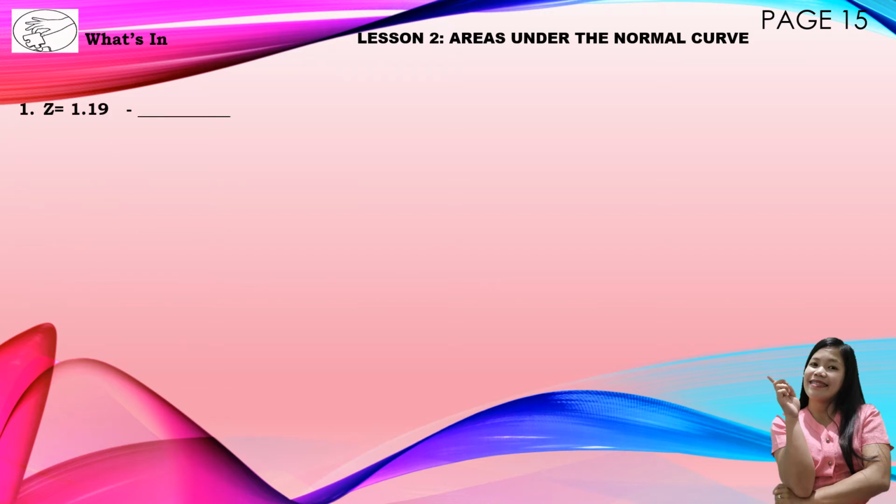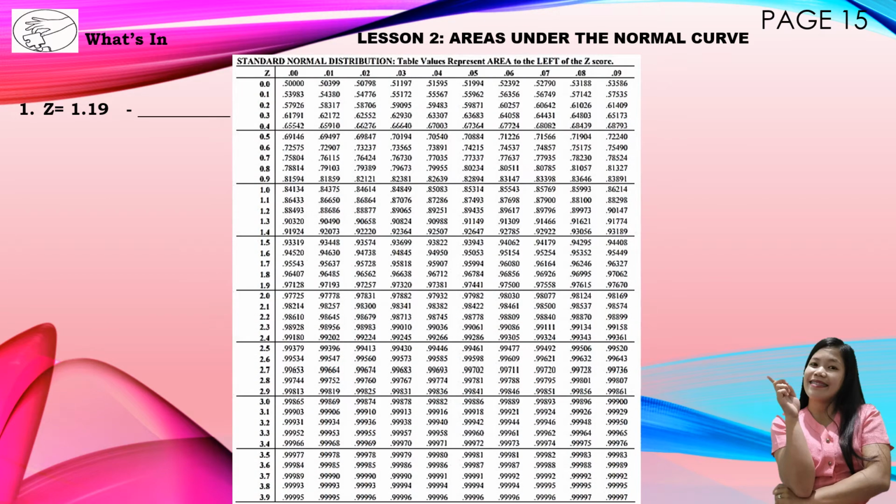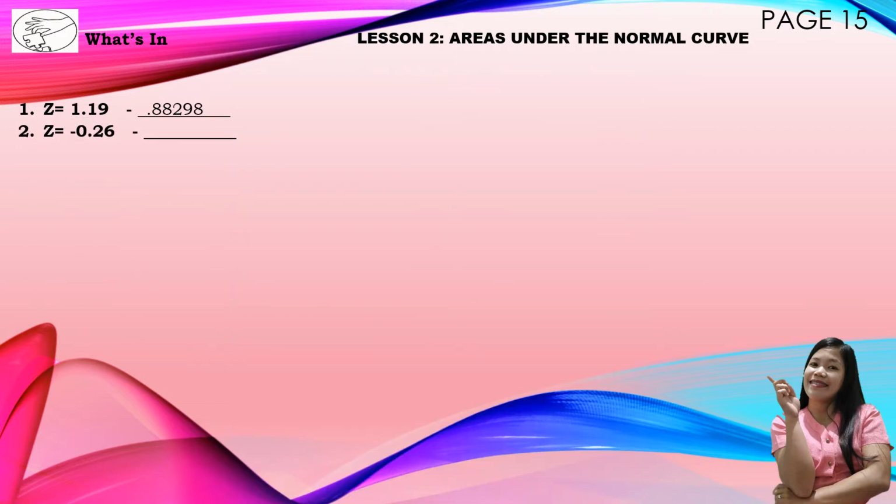For number 1, we have z equals 1.19. So we will use our positive z values. First is to locate the 1.1. 1.1 is located on this part. And for the second, we need to locate 9 on the horizontal values. And it is located on this part. So their intersection would be the probability value. That is 0.88298.